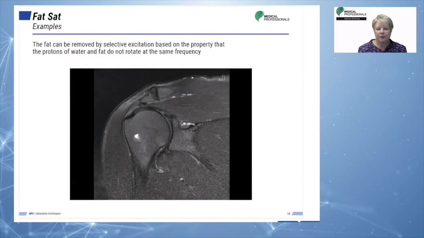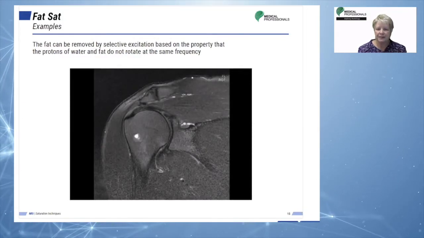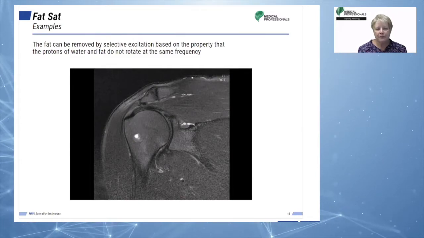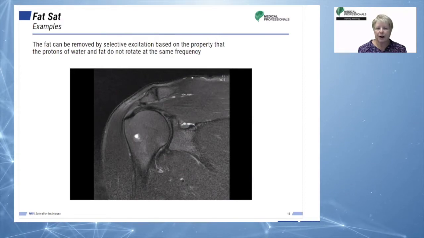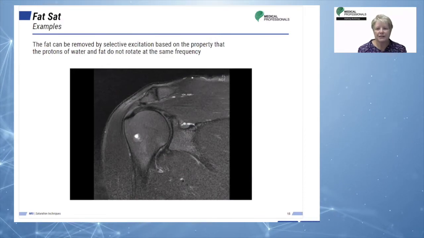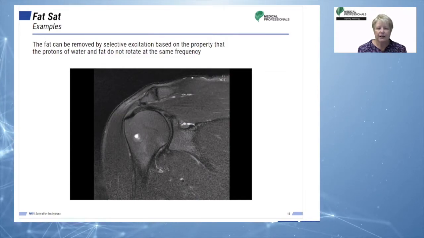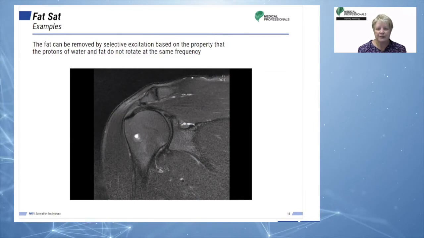This is an example of fat saturation. Fat sats are common on extremity imaging, as I've mentioned. Removing the fat around the joint and from, around, and within the bone allows us to see things that might otherwise be hidden. Additionally, it can help with diagnosis.